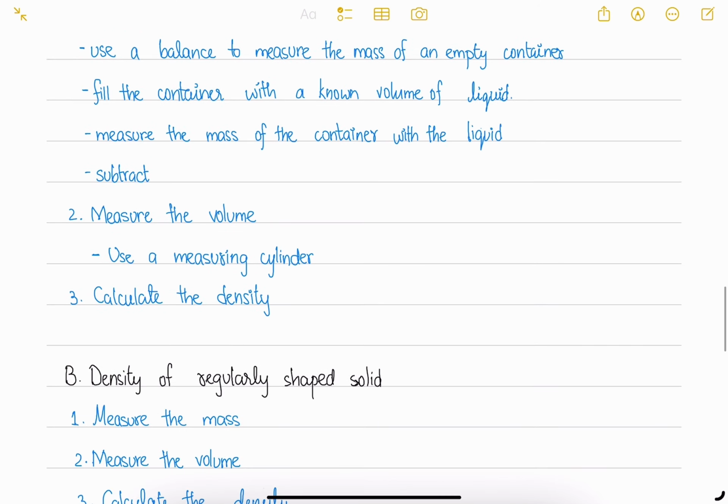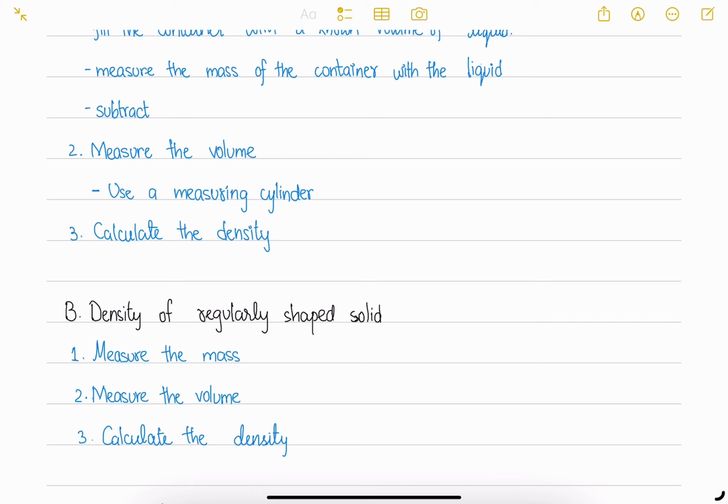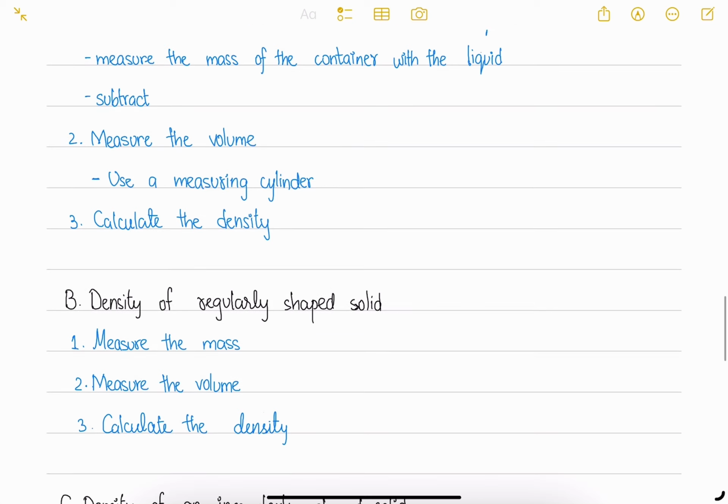Then we have the density of regularly shaped solids. For that, we again measure the mass using a balance. And for the volume, we have to calculate the volume based on the shape's geometrical formula. For example, for a cube, we know that V is equal to side cube. And for the cylinder, we know V is equal to pi r square h. So these are the formulas of volume for different shapes. We need to know them, and with those we can calculate the volume, and then we calculate the density using the formula.